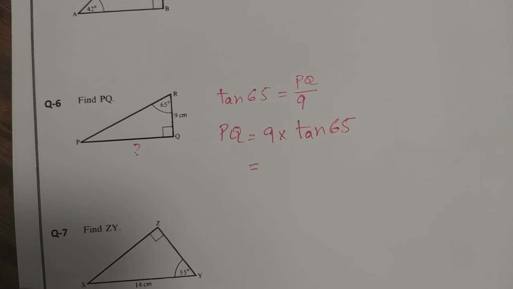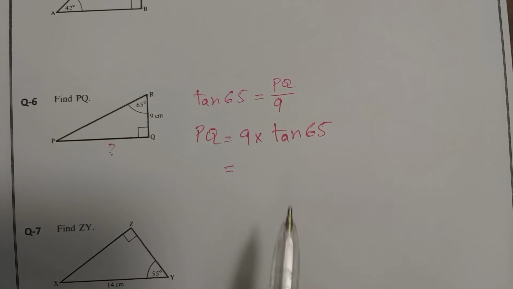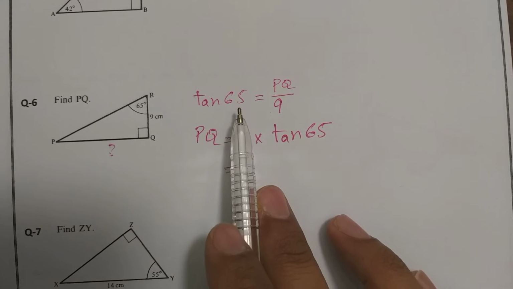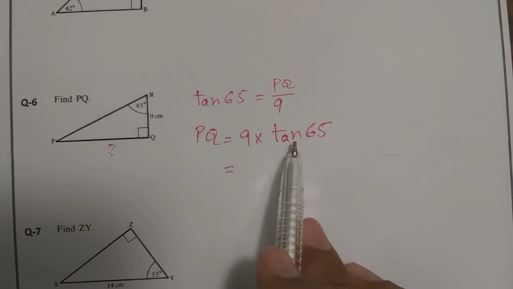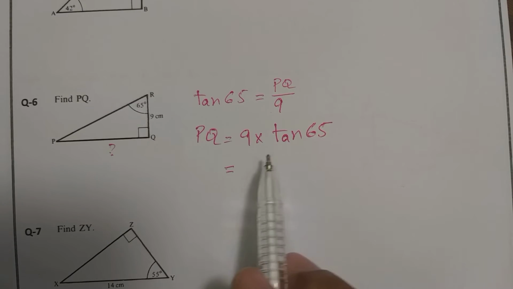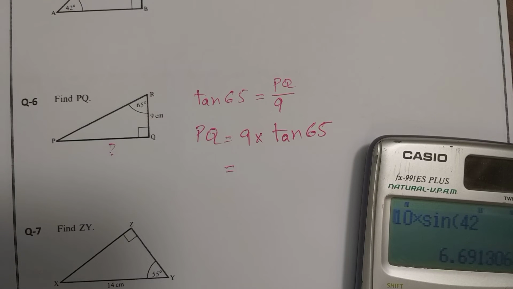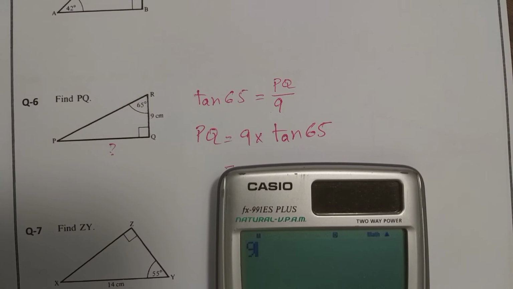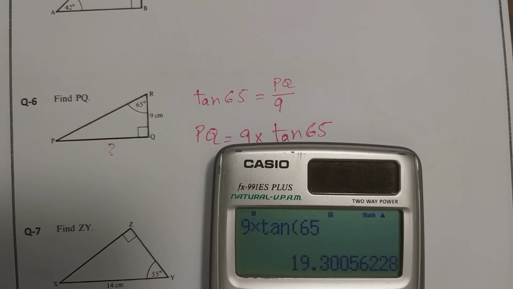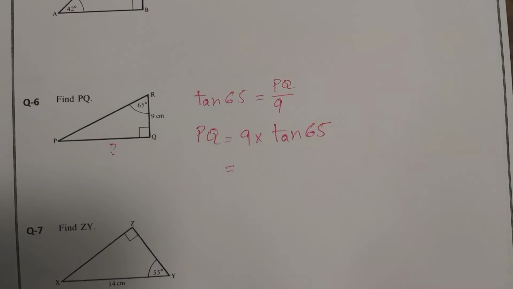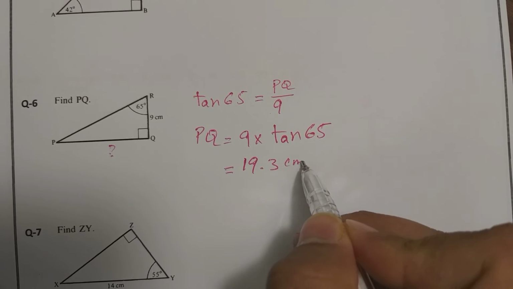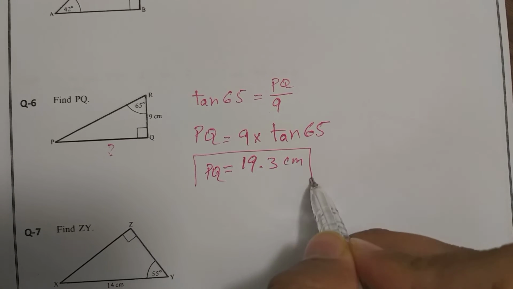One more thing, guys, I saw many students make a mistake. They normally always take the inverse, whether they are given the angle or not. But please make sure that if you are already given the angle, don't use shift or any inverse function. Directly put the value in the function and then simplify. So it is 9 times tan 65, which is equal to 19.3. So PQ is 19.3, and the unit is given in centimeters, so I'm writing PQ equals 19.3 centimeters.